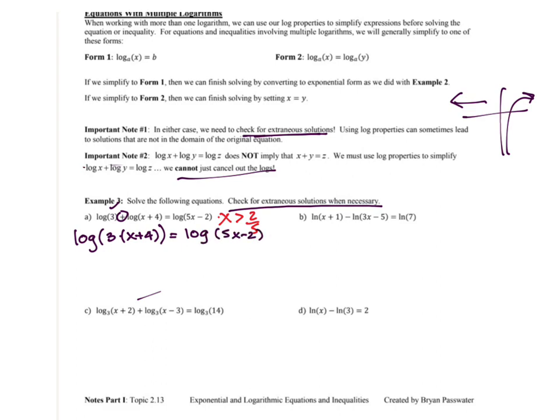Once you're down to a single logarithm on both sides, you can say if the log bases are the same, then the arguments must be equal. So then you can drop the log. And we can say 3 times x plus 4 must equal 5x minus 2. Because they're both base 10, they're equal. Now solve for x.